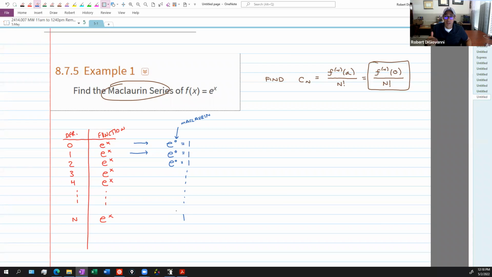Never changes, it's always one. So we have this general formula right here. This right here, the nth derivative at zero, is always one. Isn't it? The nth derivative is always one. So that makes our life very easy, because this formula now becomes one over n factorial. One over n factorial, right? That's the formula for c sub n.